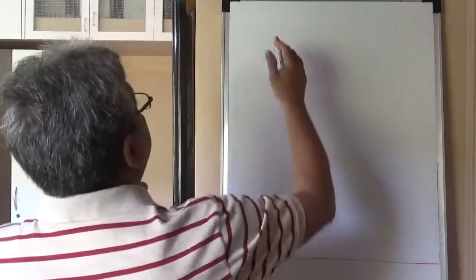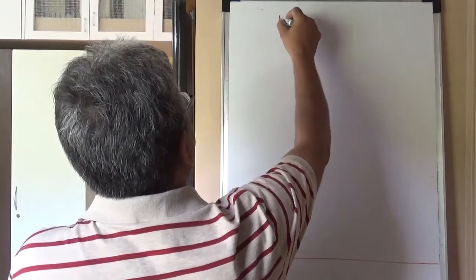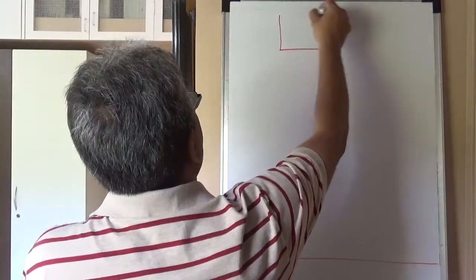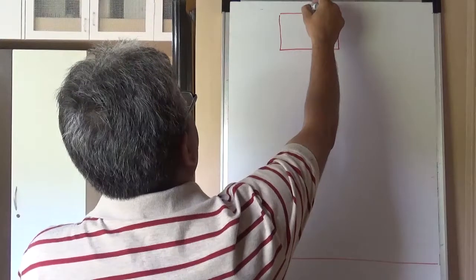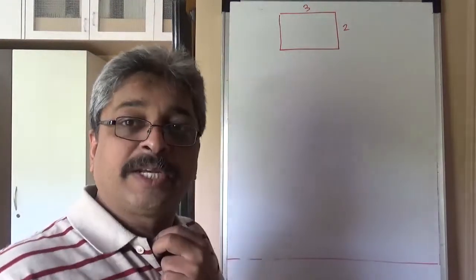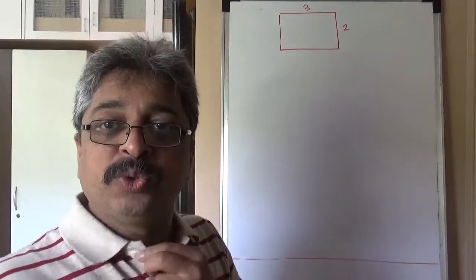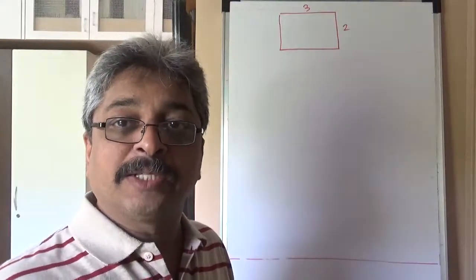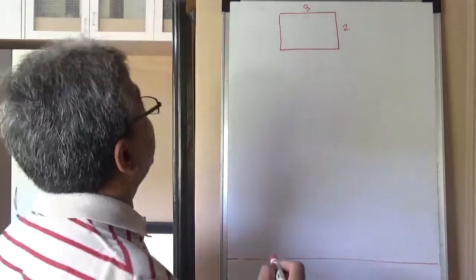Now, the first question that we are asking ourselves is that suppose a rectangle is given to us of sides 3 and 2, then why should the area of this rectangle be equal to 6? We have been using it so far, but we have not really asked this question, why is it 6?